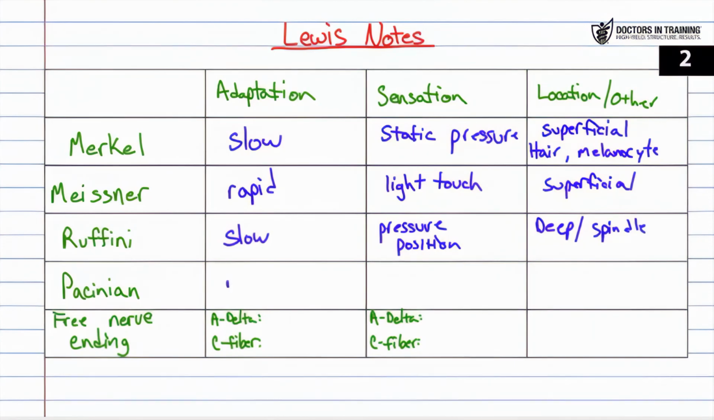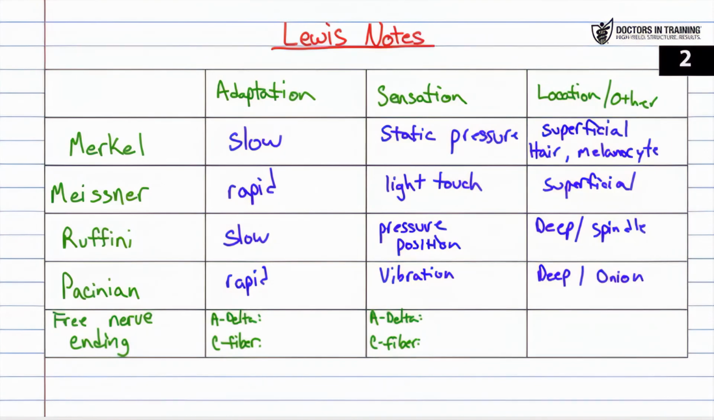Pacinian, these are going to be rapid again. So a little bit similar to the Meissner here. You're going to get a lot of vibration sense here. What's different about these is that it's going to be deep again. And remember here, you're going to be feeling a much deeper sensation, maybe more position sense as well, dynamic pressures. And then the other thing to remember here is that you're going to see onion shaped. So onion shaped is another thing to remember there.